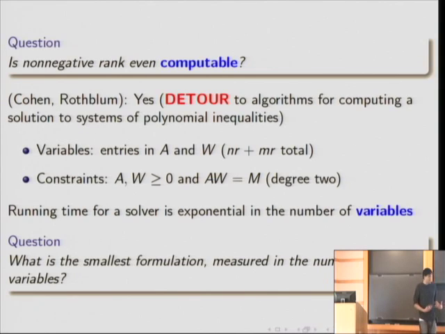So this algorithm gives us a very basic algebraic question we might want to answer. Here we have a system of polynomial equations which encodes the question, does the matrix have non-negative rank at most r? Can we reduce the number of variables in the system of polynomial equations? Can we come up with some other system of polynomial equations which expresses the question, is the non-negative rank at most r, which uses far fewer variables, because that's really the biggest bottleneck in the running time.